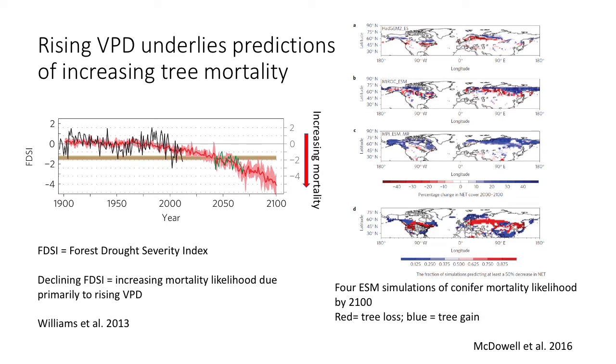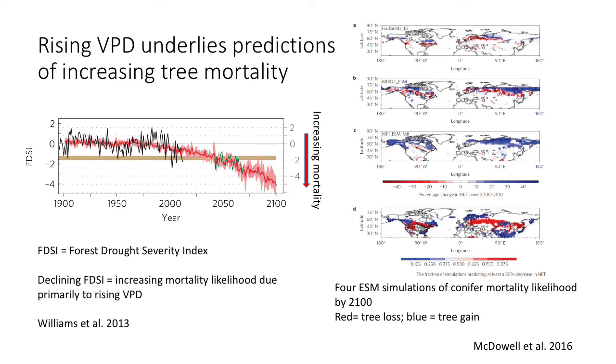The figures on the right are 4 Earth system model simulations of conifer mortality likelihood by 2100. Red areas indicate declines in conifer abundance due to mortality, and blue areas indicate increases in conifer survival. You can see that the temperate zone is in particular threatened by a loss of conifers in the future. Again, this result is strongly dependent on vapor pressure deficit rise.